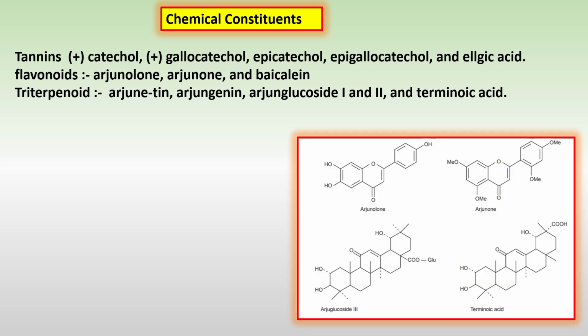You can see the structure. Arjunolone has a double bond O in a lactone ring with a catechol of double OH, and arjunone has the same structure with 2 methoxy groups in the substituted benzene. In arjunoglucoside 2, a glucoside linkage can be shown in the steroidal ring structure, and terminic acid also can be seen as a steroidal ring structure attached with a 6-membered ring in the top.